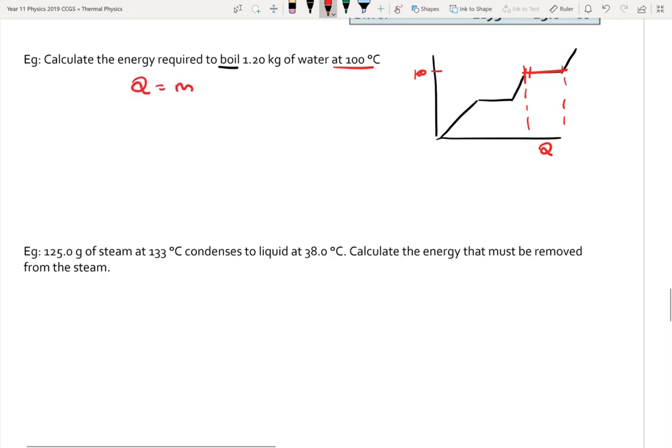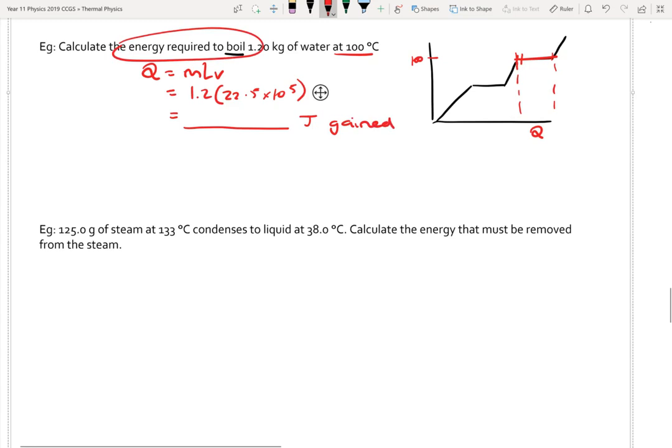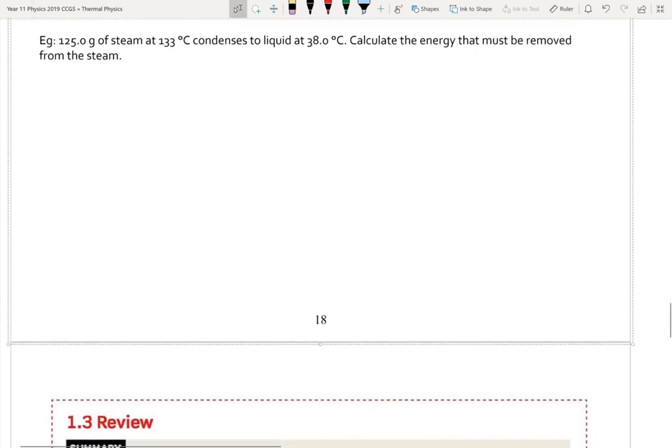So Q equals mL_V. We take our mass, we take our value 22.5 by 10 to the 5, and we get the energy required. And wouldn't you know it, I don't actually have the working out in front of me. You're going to have to figure out what this answer is and write joules gained. You don't have to write gained or removed because it's already implied in the question. But I am going to leave you with this one last question.